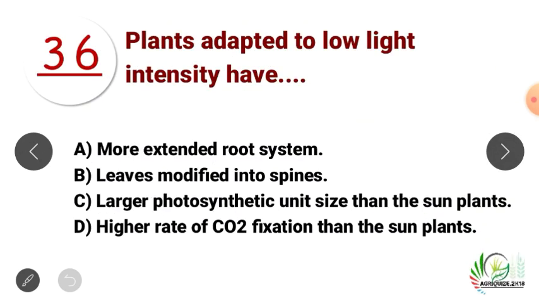Question 36. Plants adapted to a low light intensity have. Here option B is correct. Leaves modified into spines. Plants adapted to low intensity have leaves modified into spines.